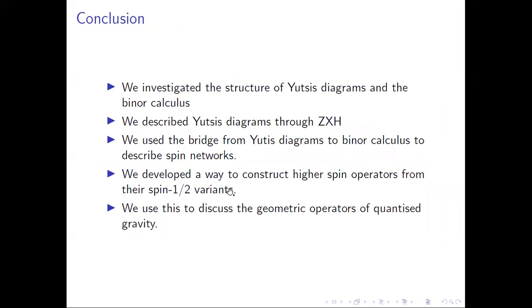Okay, so let's conclude. What have I done? We've gone a long way. We investigated the structure of Yutsis diagrams in the binor calculus. We described Yutsis diagrams through ZXH, and we used the bridge from Yutsis diagrams to binor calculus to describe spin networks. And we did this by using a way we could decompose binor calculus while linked to this Yutsis idea of SU(2) invariant symbols to give us our spin networks.